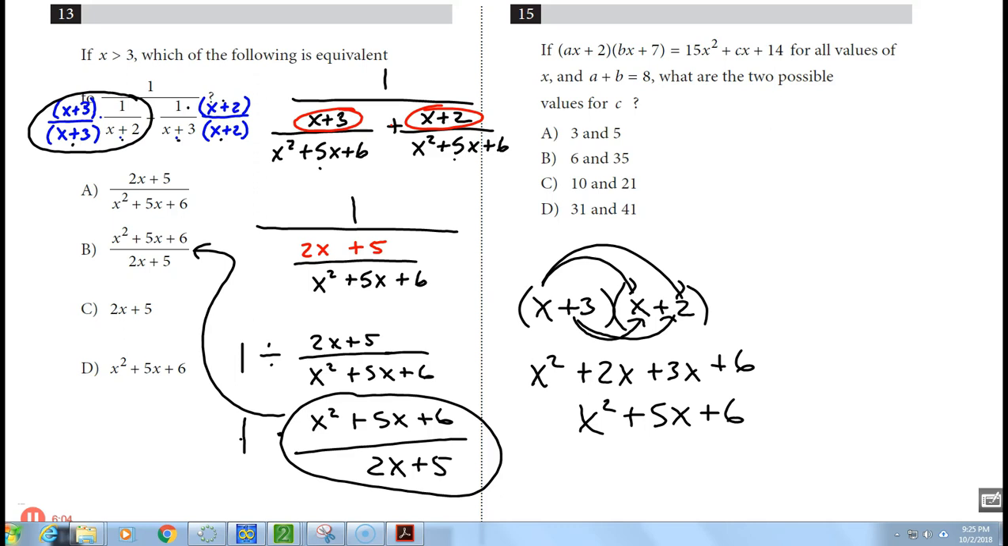This was a problem where I think it was a perfect candidate to pick my own x, stick it in there, get some real numbers, and see which one it's equivalent to. That is one of my best go-to methods that I use to kind of cheat the SAT.